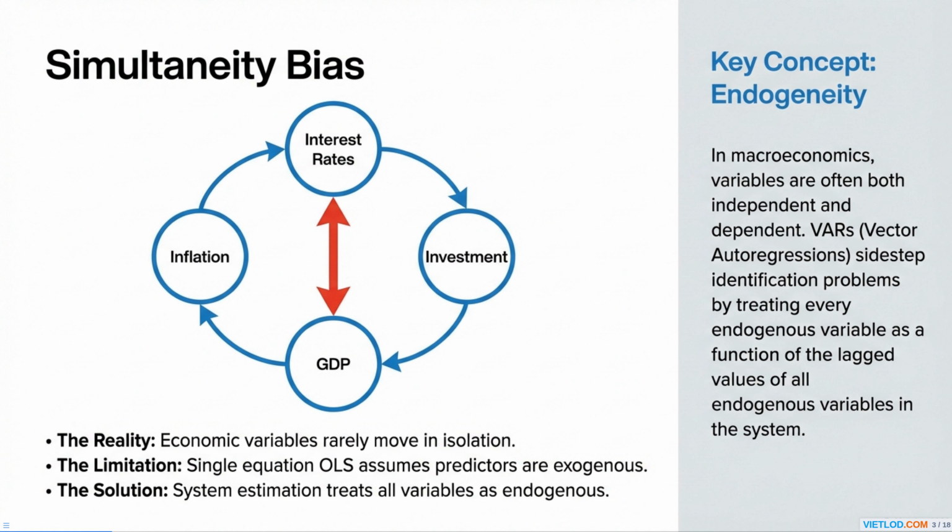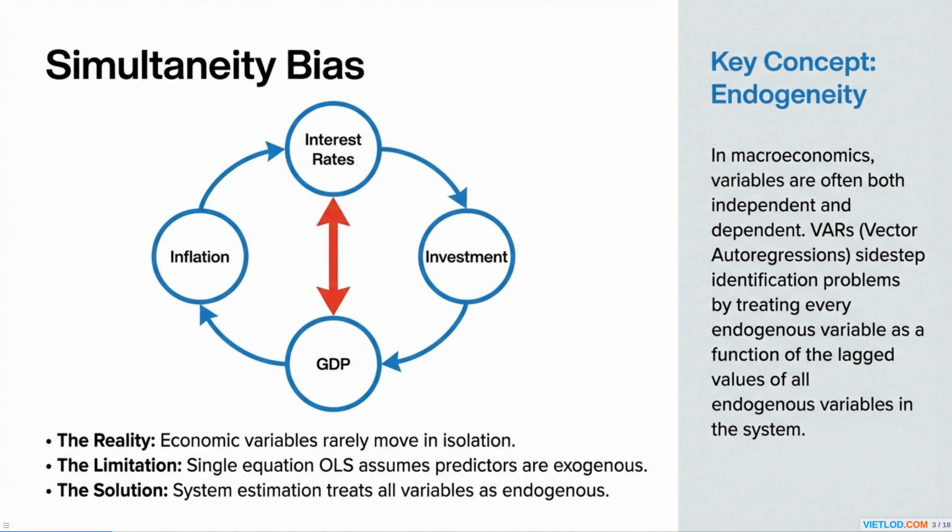In the real world, economic variables are deeply interconnected and rarely move in isolation. For example, GDP influences interest rates, but interest rates also influence GDP. A major limitation of standard single equation OLS is its assumption that predictors are exogenous, meaning they are not influenced by the dependent variable. This is often violated in macroeconomics.